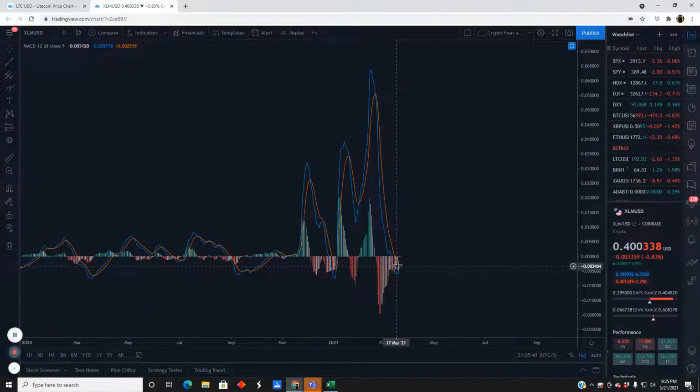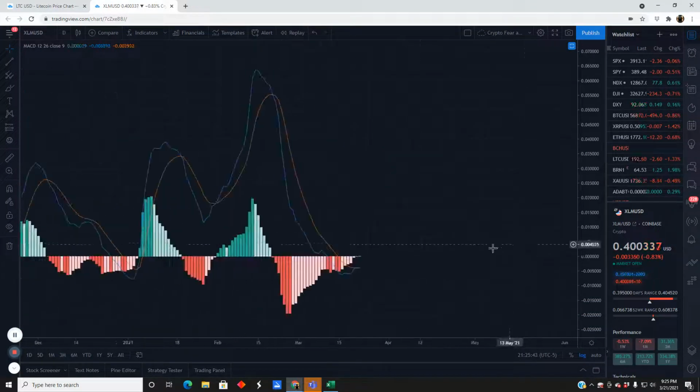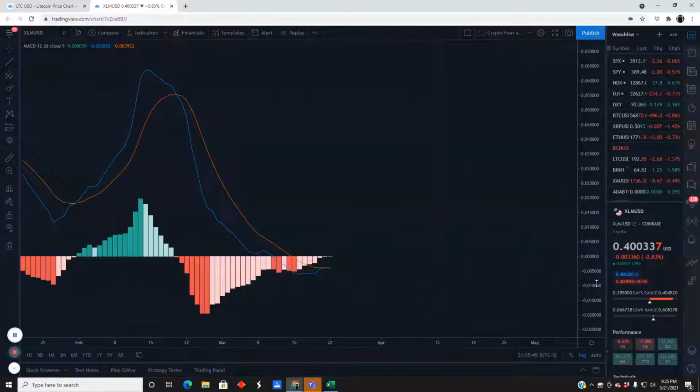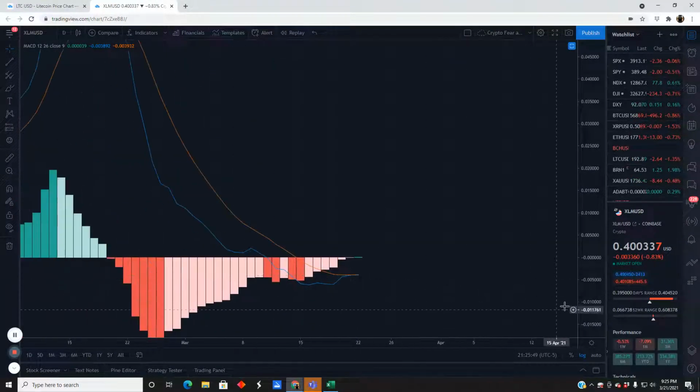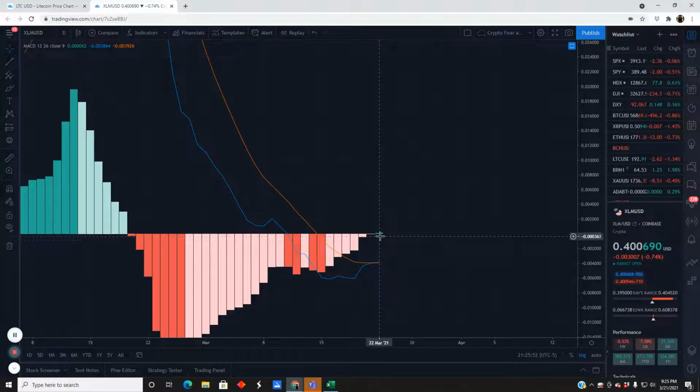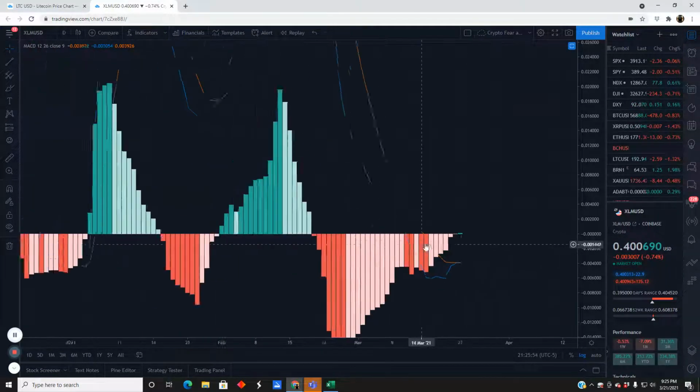I really like how this is curving up too. This is what you definitely want to see. And it's passed through that line, so histograms are starting to print green.